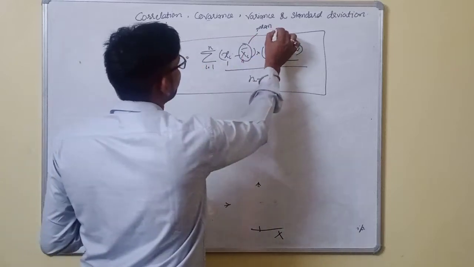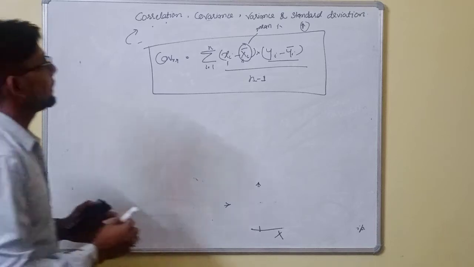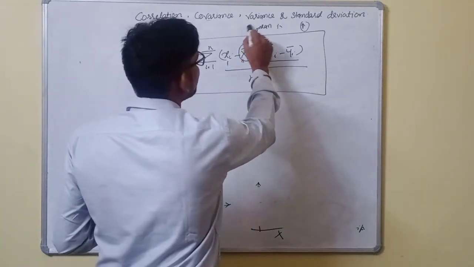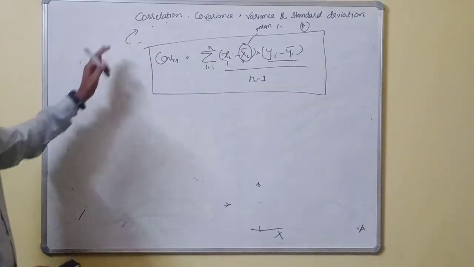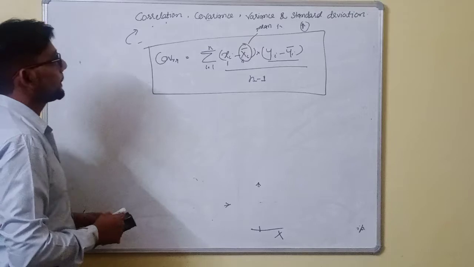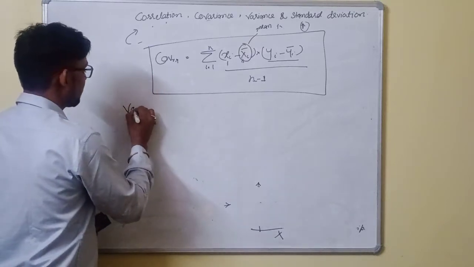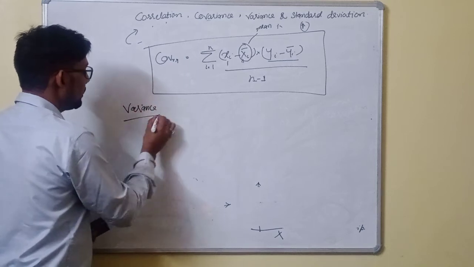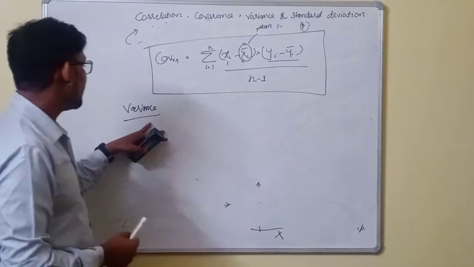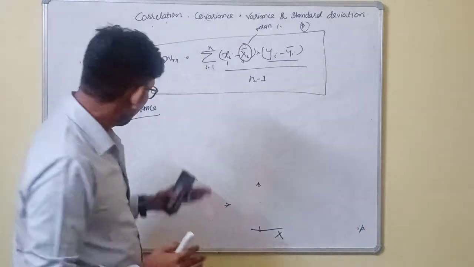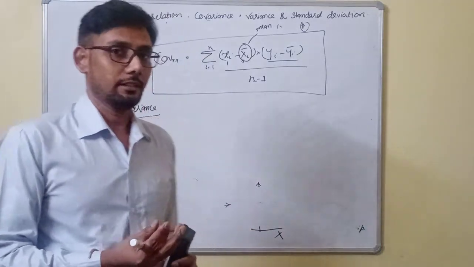Now, before going to the correlation again, we will discuss the variance and the standard deviation, because the scope of the variance and standard deviation is directly related to the correlation, right? Now, what is the variance? So guys, variance is a statistical technique used for measuring the distribution of the points from the mean, right?